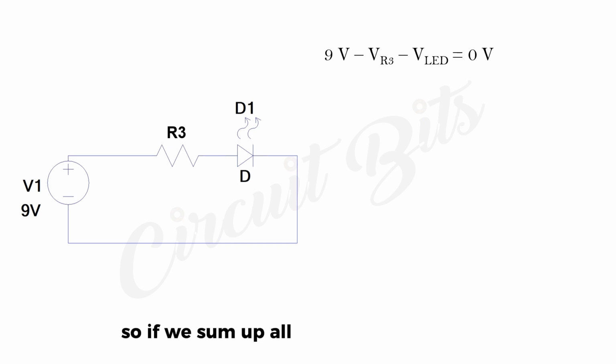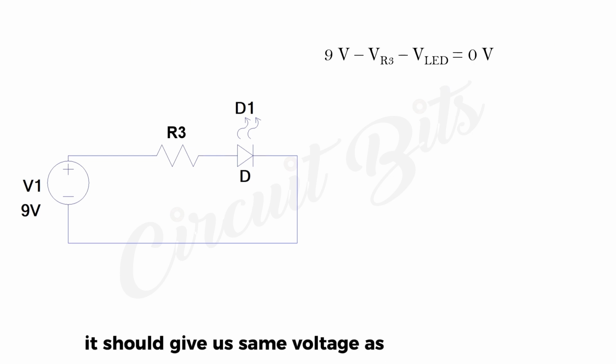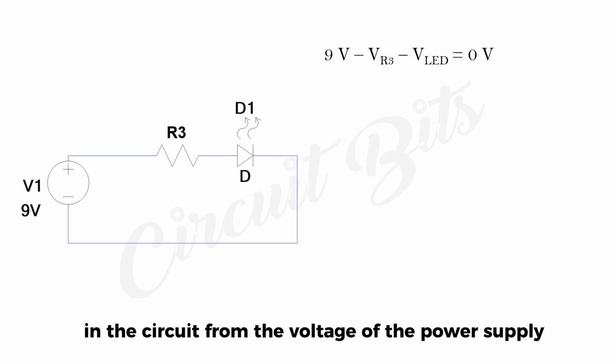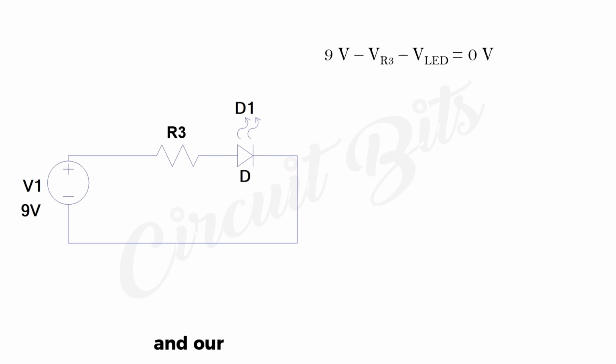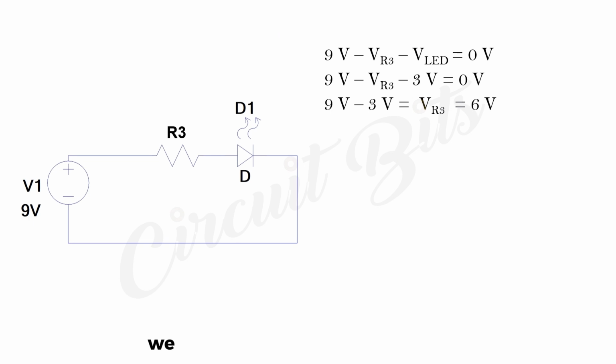So if we sum up all the voltages across the components in the circuit, it should give us the same voltage as the power supply, which means if we subtract all the voltages across the components from the voltage of the power supply, we would have 0. And our VLED in this case is 3 volts because we are going to be using a 3 volts LED. So we bring that into the equation and we have 9 volts minus VR3 minus 3 volts equal to 0. If we make VR3 the subject of the formula, we have that VR3 equals 6 volts.